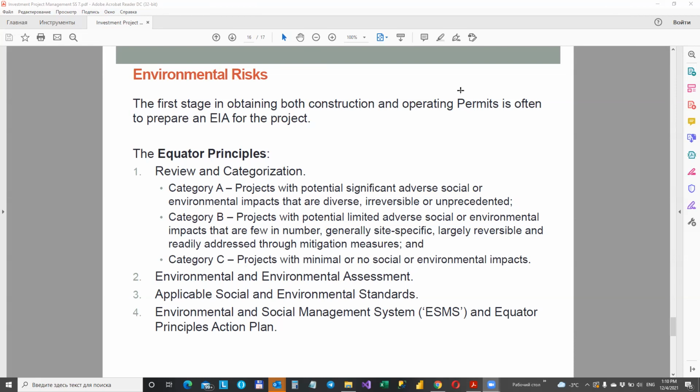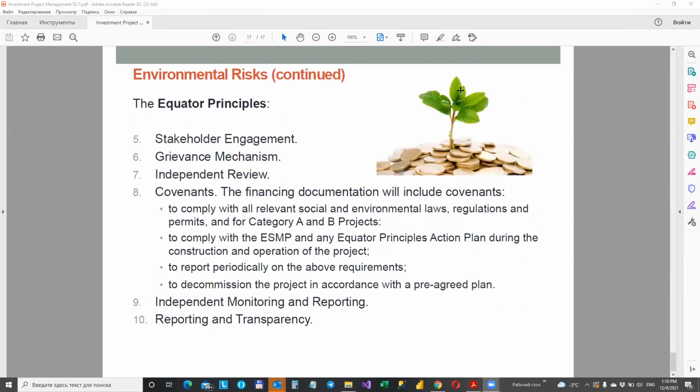Principle 5, stakeholder engagement. For all category A and category B projects, the lender will require the client to demonstrate effective stakeholder engagement as an ongoing process in a structured and culturally appropriate manner. Principle 6, grievance mechanism. This must enable the borrower to receive and facilitate resolution of concerns and grievances about the project's social and environmental performance raised by individuals or groups from among project-affected communities.